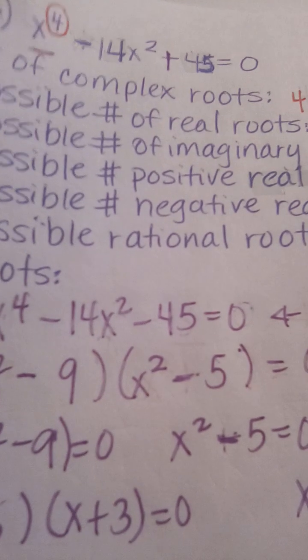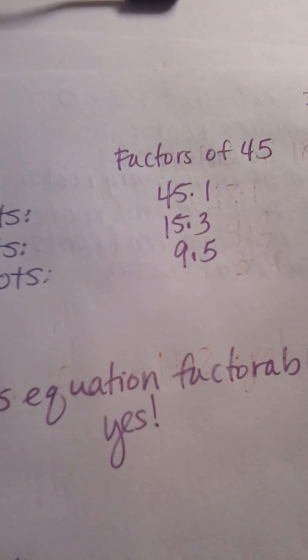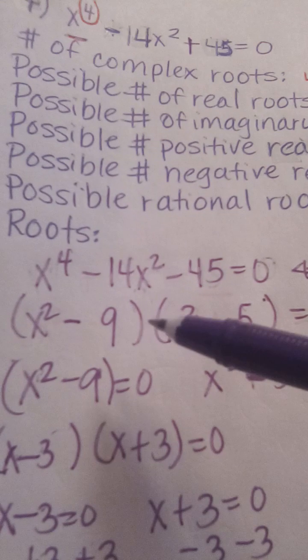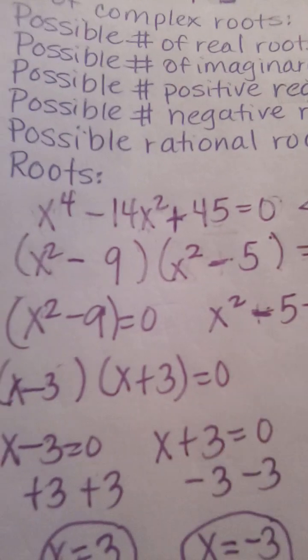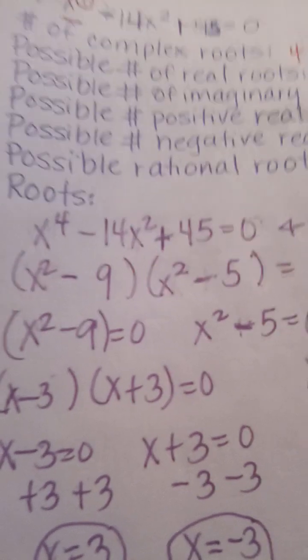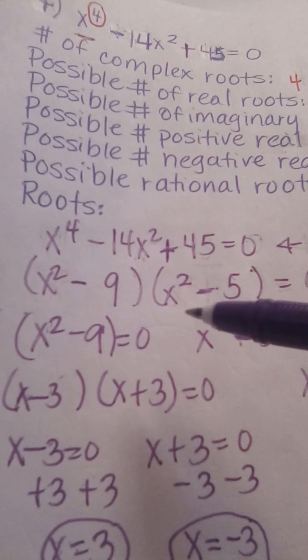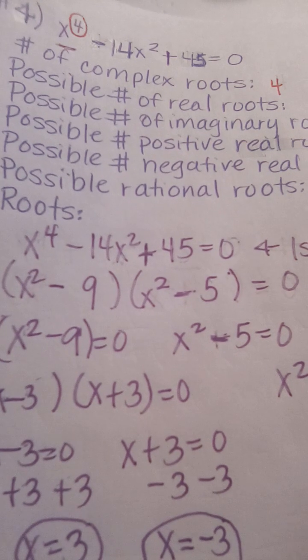All right, and look at the middle term, 14. In this case, we eliminate 45 times 1 and 15 times 3, and what's left over? 9 times 5. Okay, my mistake, they got corrected. We have negative 9 and negative 5. So x squared minus 9 for the first parentheses, x squared minus 5 in the second. Any questions on that part?